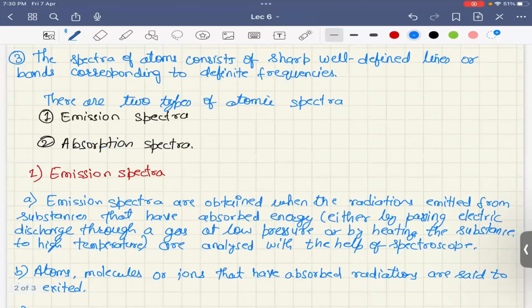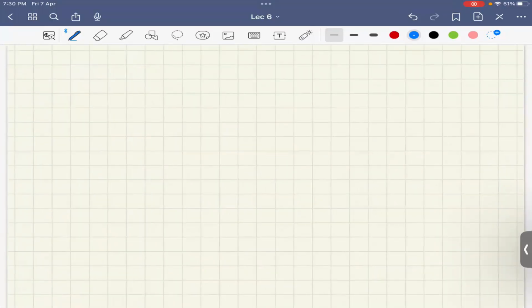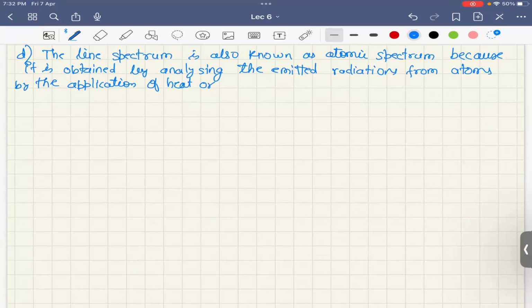Such spectra are called continuous spectra, right? The line spectrum is known as atomic spectra because it is obtained by analyzing the emitted radiations from atoms by the application of heat or any other form of energy.